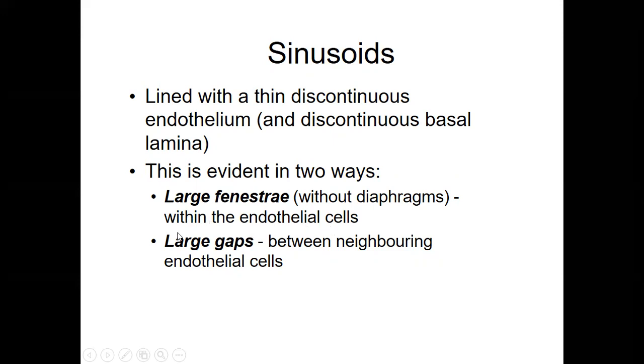It's not a gap. The second characteristic of this sinusoid is the large gaps. The gaps actually are the spaces between the neighboring endothelial cells. So the sinusoid has large gaps, meaning that the space between the neighboring cells is very large. This is the characteristic of the sinusoid: it has a large fenestra and large gaps. So I correct my statement just now: the large fenestra is a hole that is present within the endothelial cells, and the large gaps are the spaces between the endothelial cells.